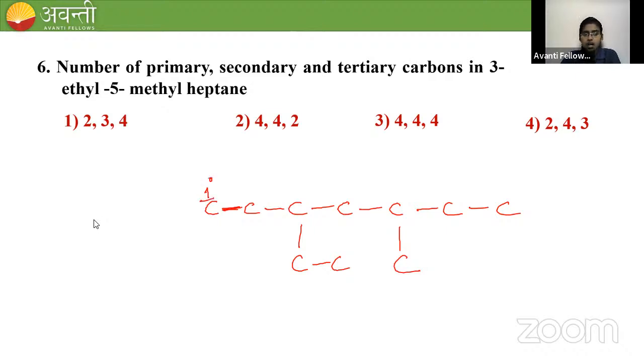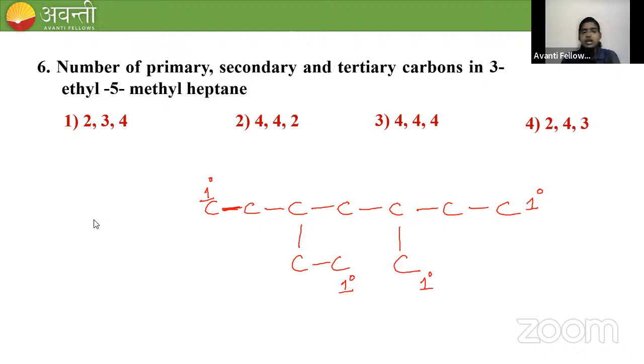And this carbon is primary. This is also attached with only one carbon, so it is also primary. And this terminal carbon is also primary. So totally how many primary carbons are we having? 4 primary carbons. Coming to the secondary carbons.